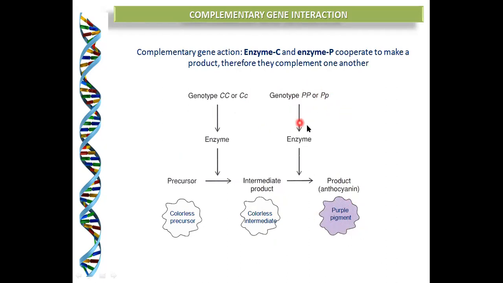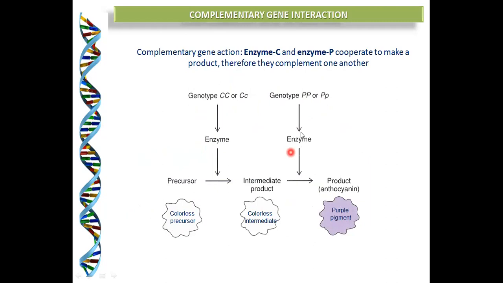If capital P is not present, if all the genes are in recessive condition, this reaction will not happen. So if this reaction does not happen, you will get only colorless flowers, meaning white color flowers. Or if capital P is present and C is absent, then this reaction will not happen, so you will get only colorless flowers, the white color flower only. If both are absent, both reactions will not happen, so you will get white color flowers only.